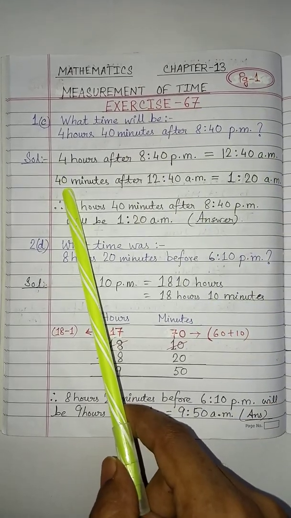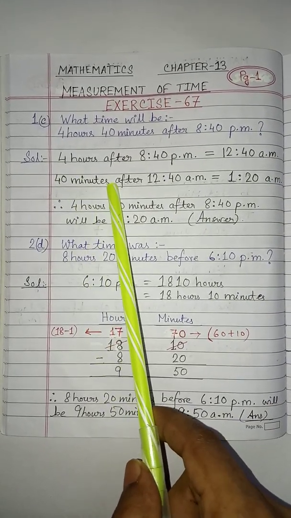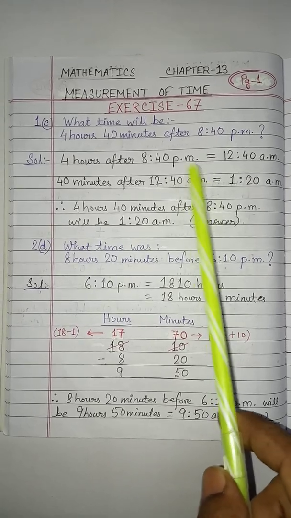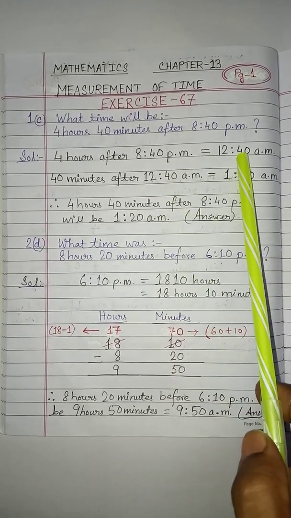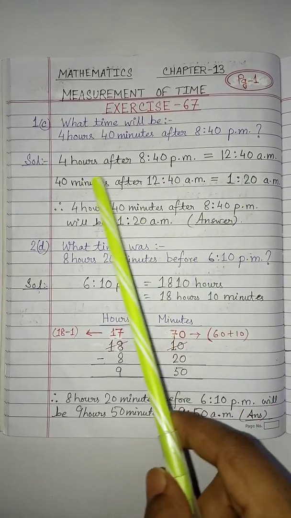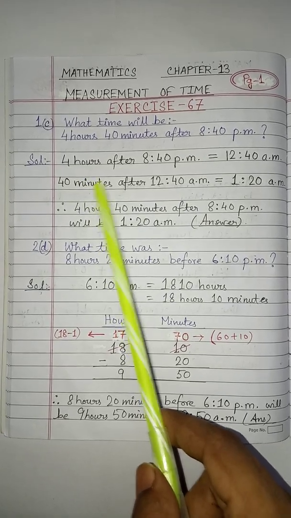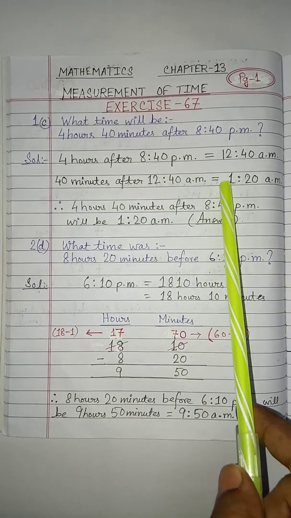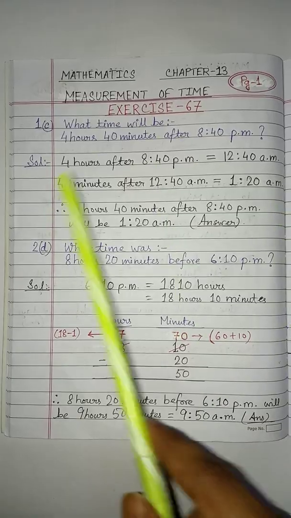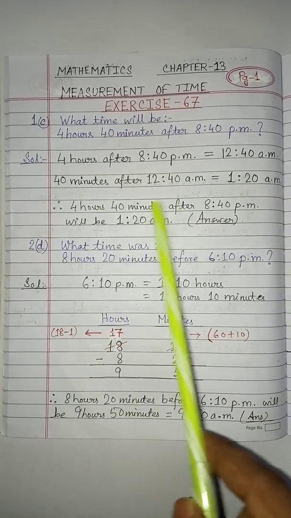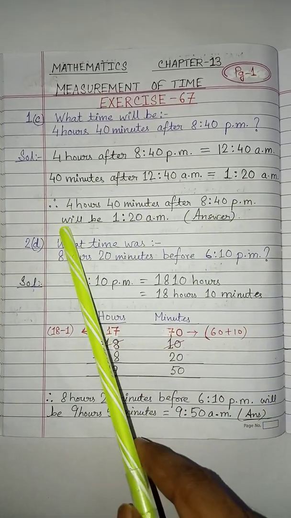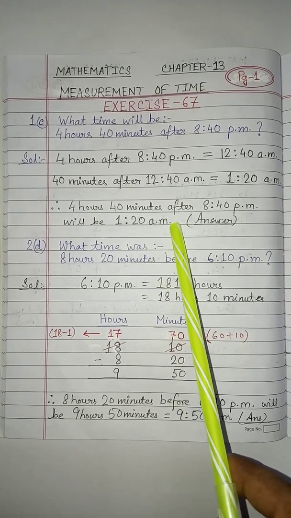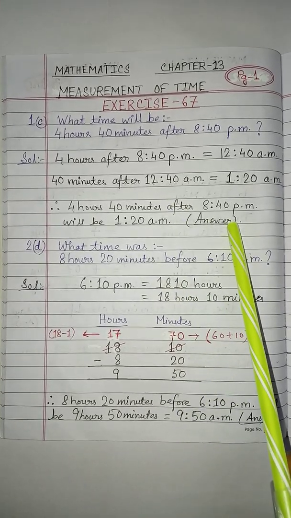And in the next step you have to find the time which is 40 minutes after 12:40 am, which you have found out in the previous step. Now you have to add 40 minutes with 12:40 am which is equal to 1:20 am. Therefore 4 hours 40 minutes after 8:40 pm will be 1:20 am the following day, which is my answer.